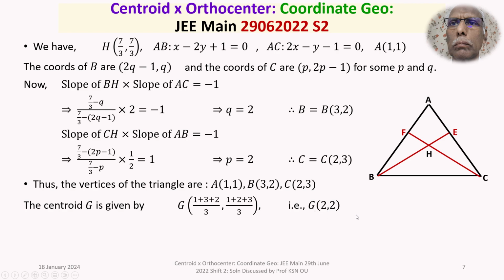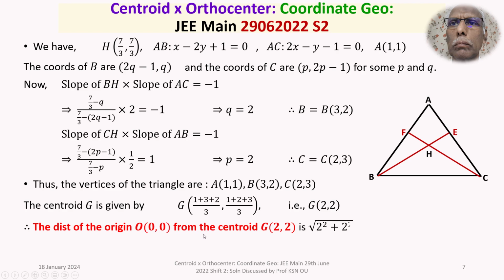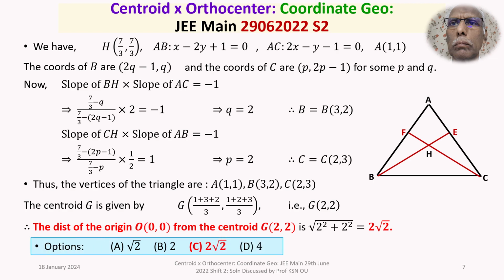We are required to find the distance of the origin from the centroid. So the distance of the origin 0, 0 from the centroid G 2, 2 will be the square root of (2 minus 0) whole square plus (2 minus 0) whole square, that is the square root of 2 square plus 2 square, that is the square root of 4 plus 4, that is the square root of 8, that is equal to 2 root 2. That's our answer. Let's look at our options. Our answer 2 root 2 appears against option C. Therefore, the answer to this question is option C.